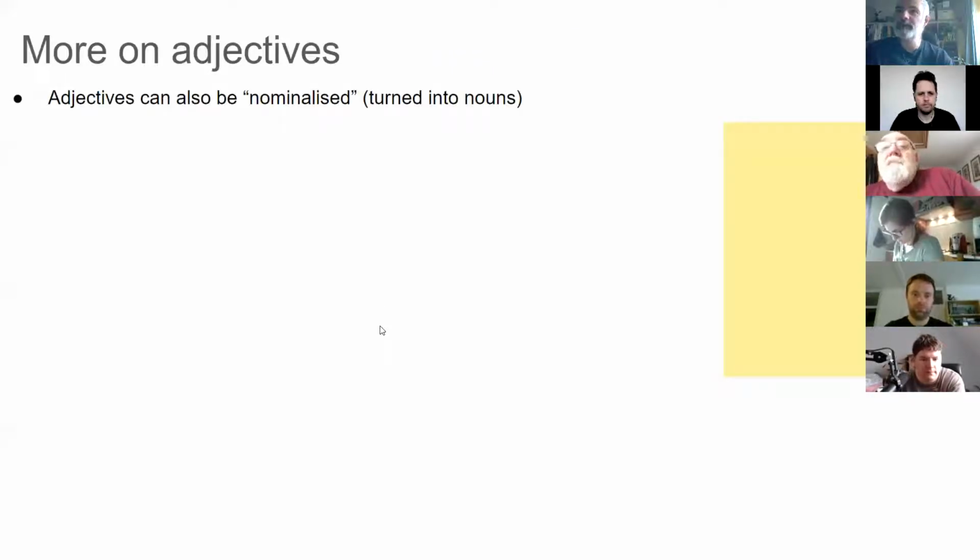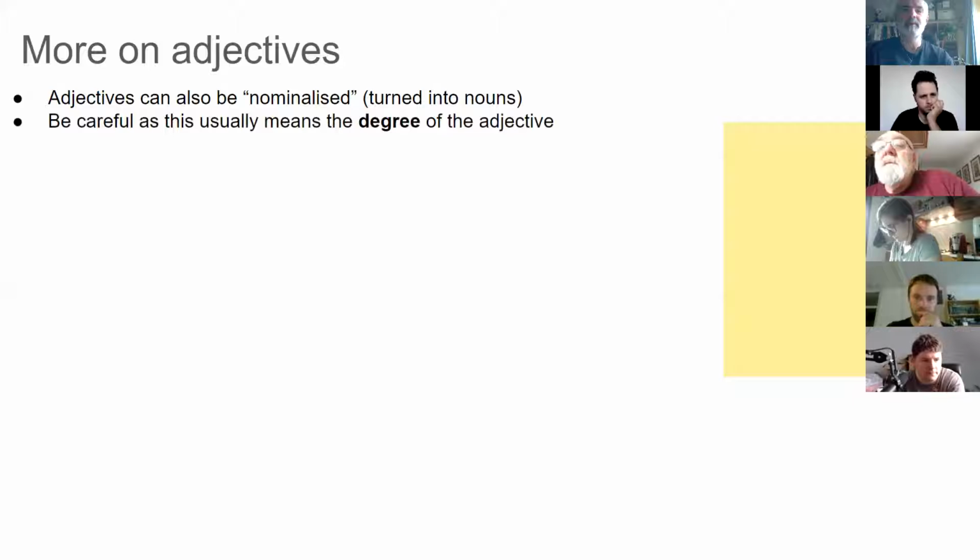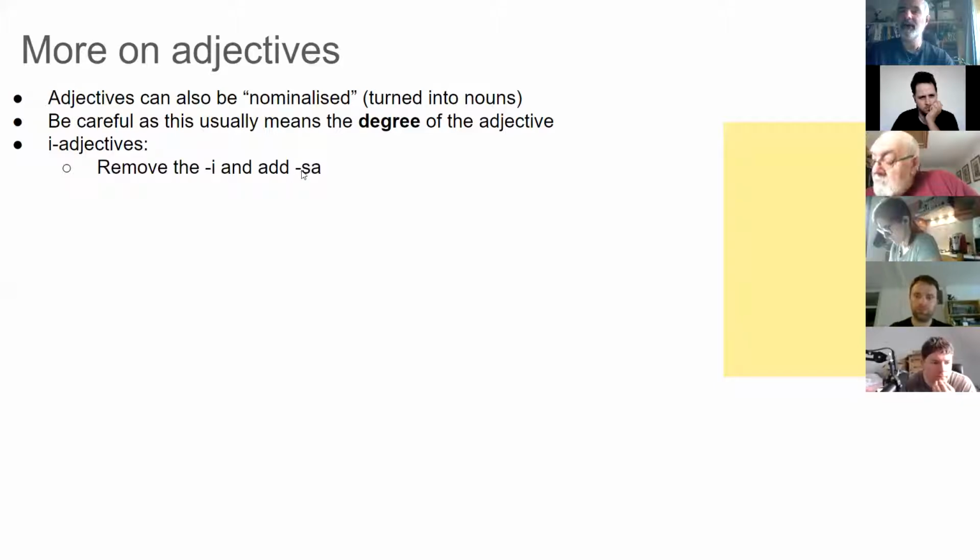Okay, just a quick reminder of the previous session. We can also nominalize adjectives, that means turn them into nouns. But this usually means not the physical manifestation of the adjective, but really the degree of the adjective. For example, for i adjectives, to do this, we remove the i and add sa.